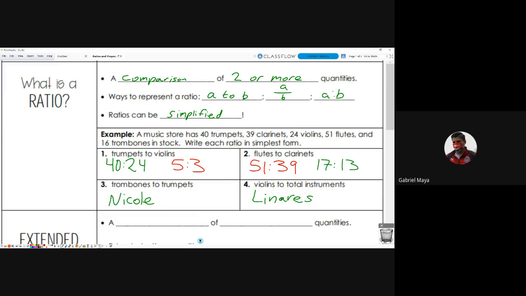I was gonna write Nikon with a C. I was thinking of cameras. But that's with a K. All right.